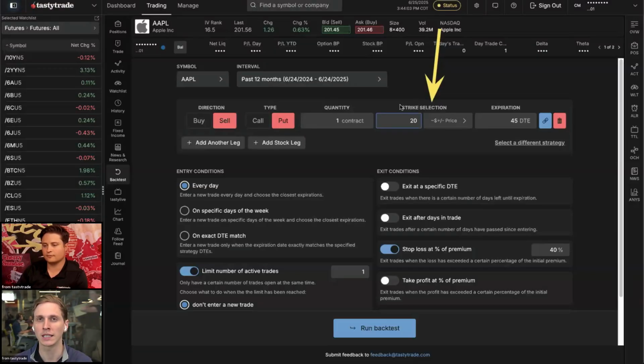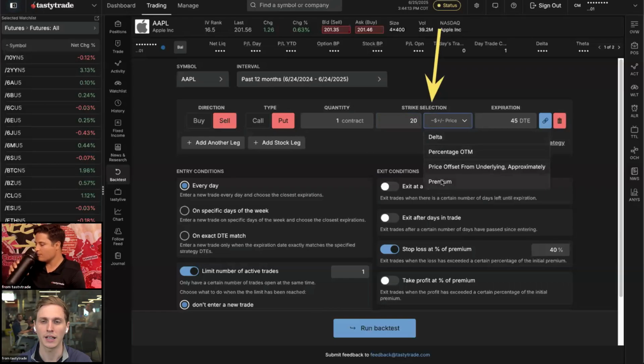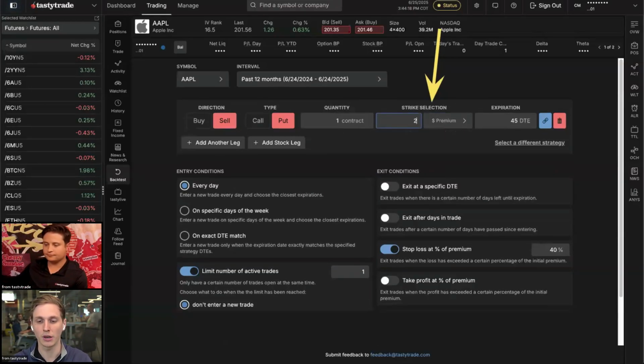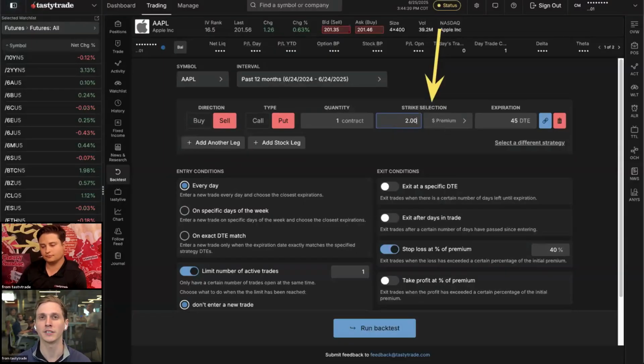Again, when you're looking at a long time frame, if we're going back 3, 5 years, 13 years, deltas are going to be the way to go. If we're looking over the year, we could just do a price offset. And then lastly, too, we do premium here. This is going to set up our trade to the strike price that is closest to the premium that we're setting. So say we wanted to open up trades that have a premium or a credit of about $2 or $200 to open, it's going to find the strike price that's closest to that.